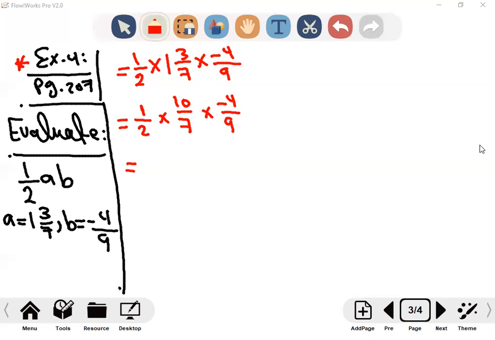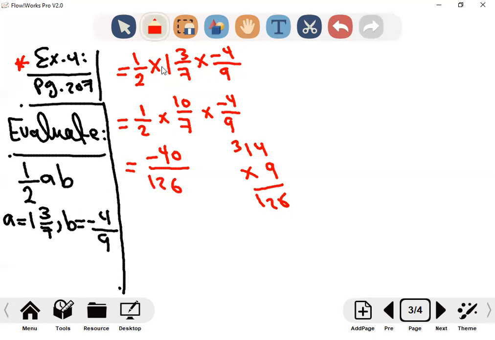1 by 10 is 10, 10 multiplied by negative 4 is negative 40 over 2 by 7 is 14, 14 by 9 is 126. This is not simplified, we need to simplify.